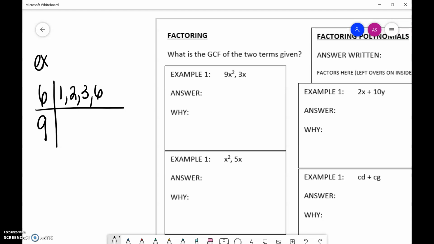My factors of 9 will be 1, 3, and 9. So we see we have 1 and 3 in common for both of those numbers. However, when we say greatest common factor, we want it to be the highest one. So the answer for this one would be 3. Okay, so that's something you've done in middle school.